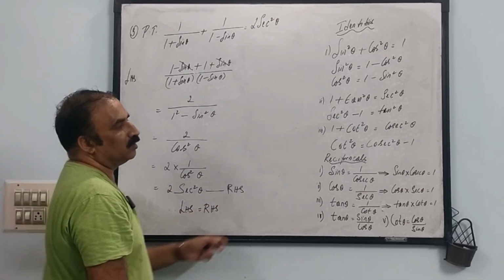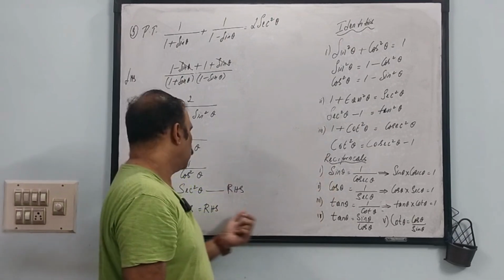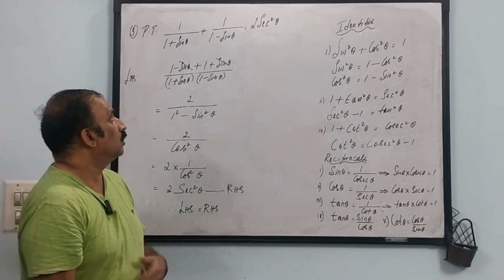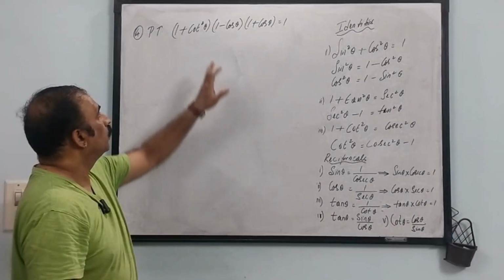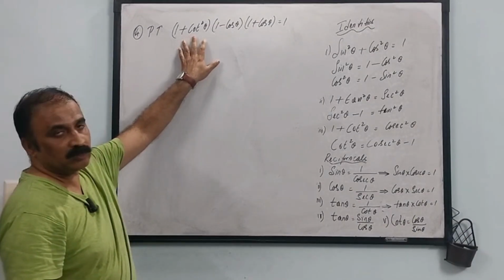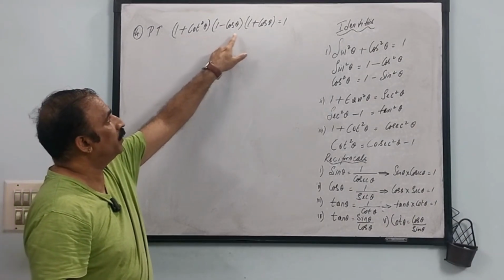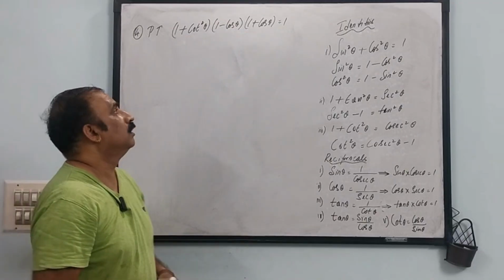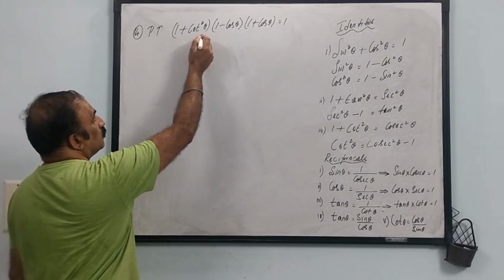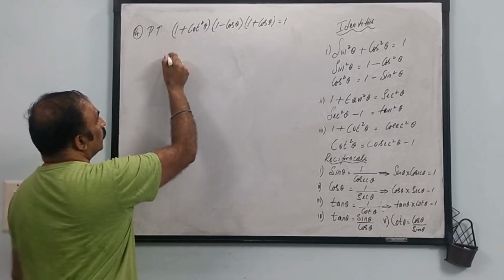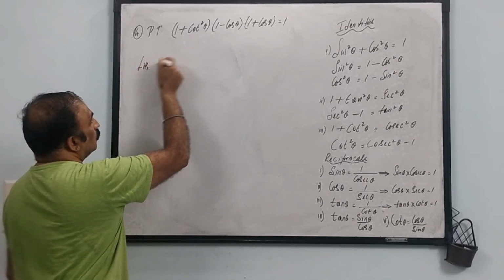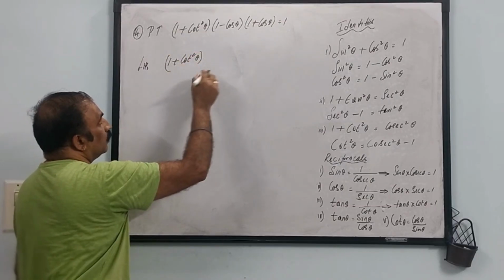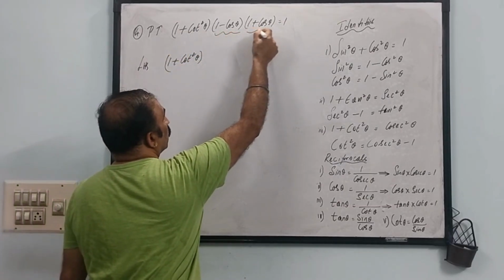Only thing you have to know is the manipulations of the identities, how you are going to simplify, as well as the reciprocals also. Okay, look into the next problem. LHS says 1 plus cot square theta into 1 minus cos theta into 1 plus cos theta. You have to prove it as equal to 1. Now, this part is also according to the identities. I'll keep it as it is. LHS, 1 plus cot square theta. Now, these two are according to the algebraical identity.